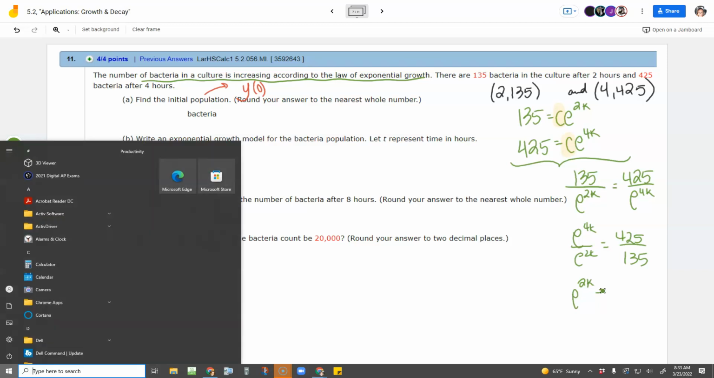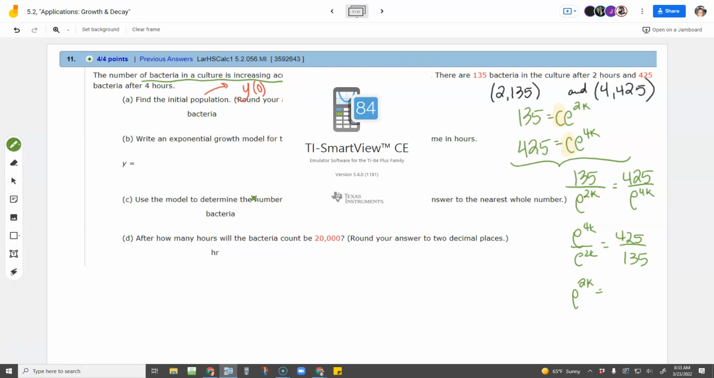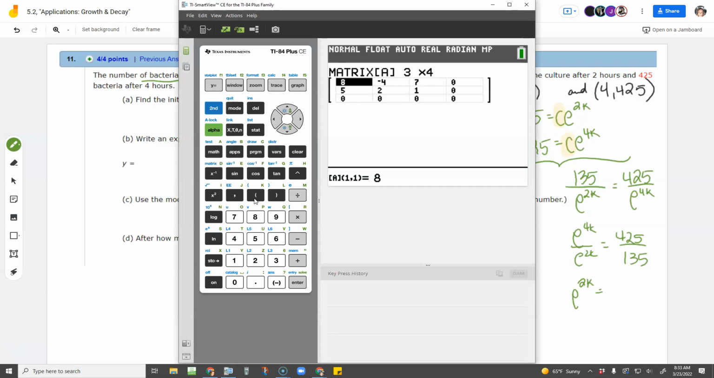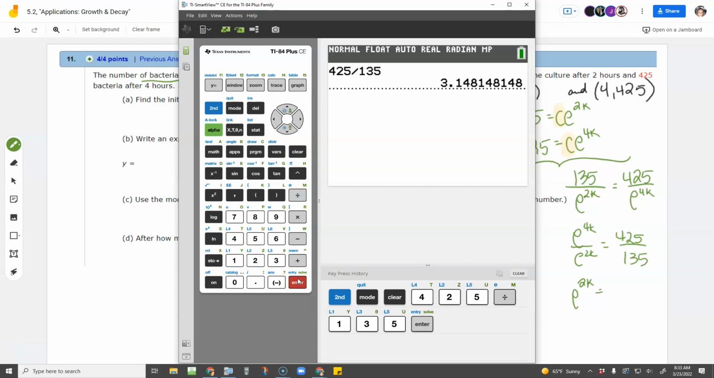You know what? Hold on. Calculator skills. I was going to do it in mine, and I can real fast, but I'm going to show calculator skills. I can do that, 425 divided by 135. It's a decimal. They don't want decimals. They don't say anything about rounding, at least not yet.